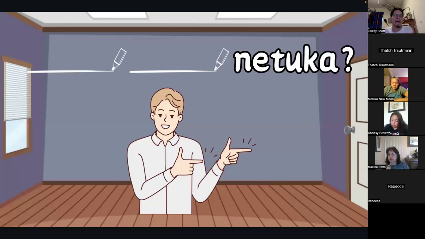So the template is blank blank niduka, but in this case you would say Chrissy blank niduka, and you would say whatever it is that she said she wants to eat. For example, if she said she wants to eat eggs, you would say Chrissy noho niduka, which means Chrissy says she wants to eat eggs.